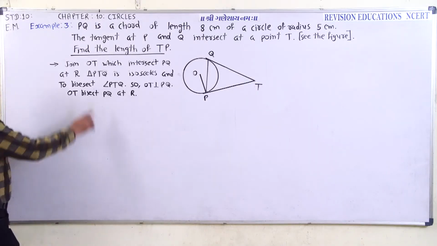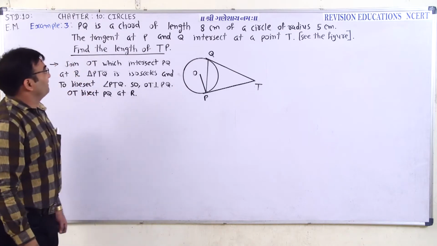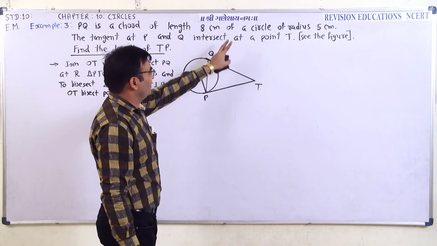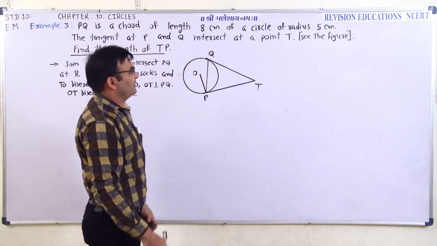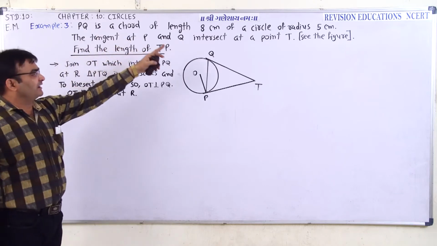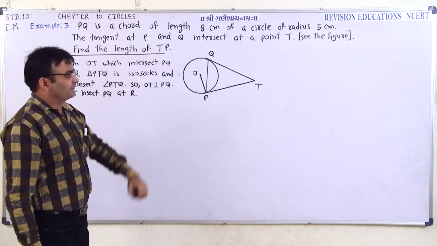Now, friends, example 3. PQ is a chord of length 8 centimeter of a circle of radius 5 centimeter. The tangents at P and Q intersect at a point T. Find the value of TP.